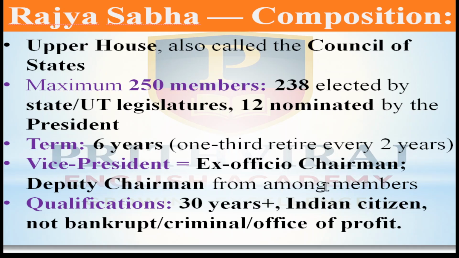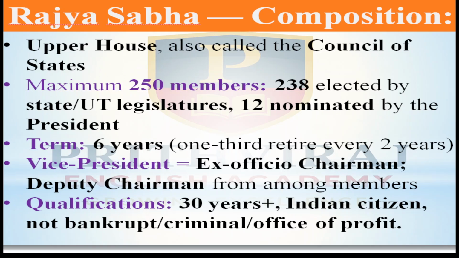Now come to the Rajya Sabha. Okay. Already we came to know about that in the picture. Now upper house we are going to call it. Okay. A council of states also. 250 members, 238 elected by the states and union territories, 12 nominated by the president. Term is 5 years. 1/3 retire every 2 years. The vice president will be the chairman of the Rajya Sabha. Along with that, a deputy chairman is also there. Okay. And he will be elected from among the members of this one, 250.